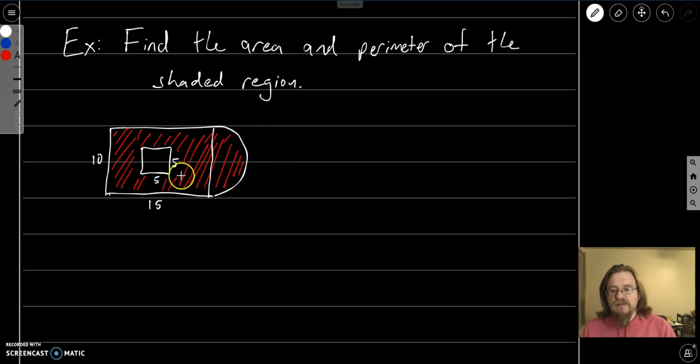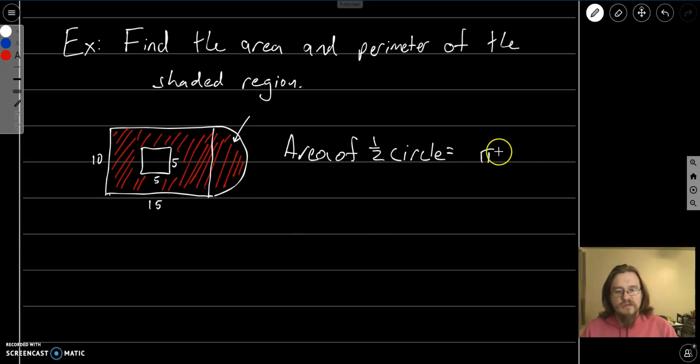To find the area, I want to find the area of all of the red. So I'm going to start with the area of this little semicircle on the outside. Again, the area of the half circle, well, I'm just going to take the area of the circle, which is pi r squared, and it's only half a circle, so I'm going to divide it by 2. Okay, that's it. It's just half a circle.